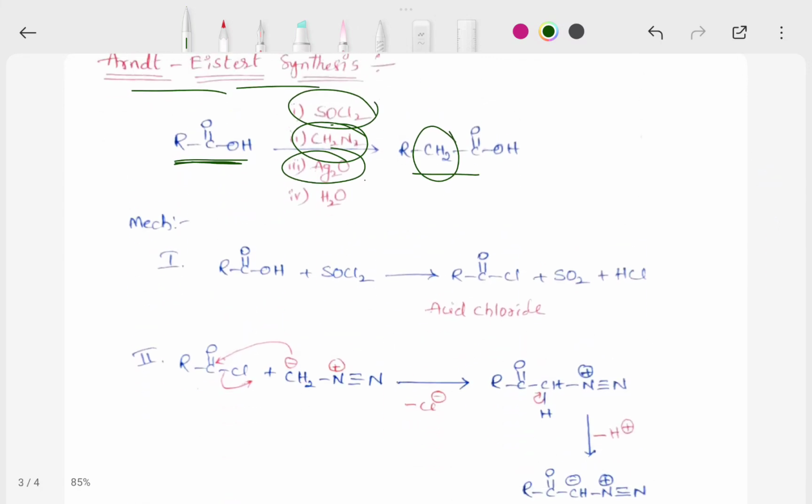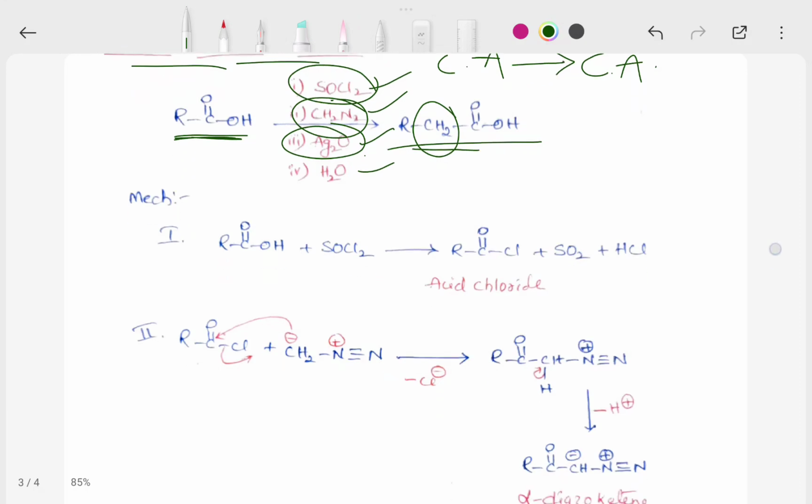Carboxylic acid, SOCl2, CH2N2, Ag2O, H2O. What is the product? A carboxylic acid. In Arndt-Eistert synthesis, carboxylic acids go to carboxylic acids, but the carbon chain is increased.